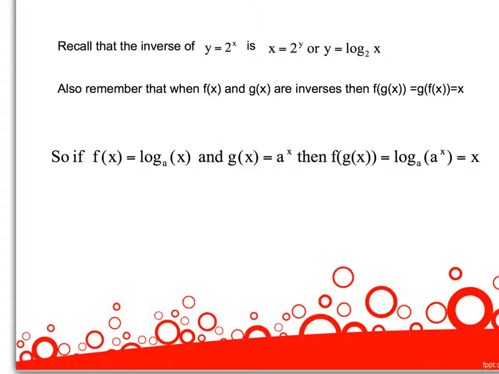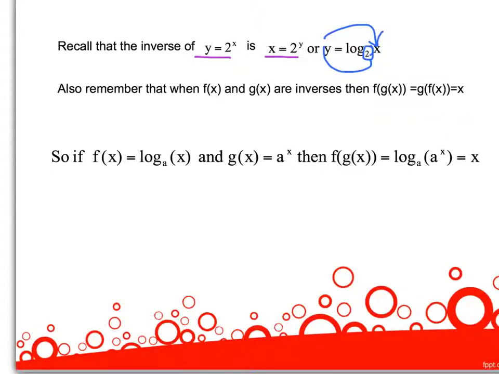So let's go back and review for just a minute. Remember that we talked about inverse functions, and we said that if you have the function y equals 2 to the x, the inverse of that would be x equals 2 to the y. Then we also learned that we could rewrite that as y equals log base 2 of x. And remember that we talked about how I could take exponential and logarithmic forms and switch between the two of them. So really I could rewrite this as 2 to the y equals x. So just reviewing where everything comes from.